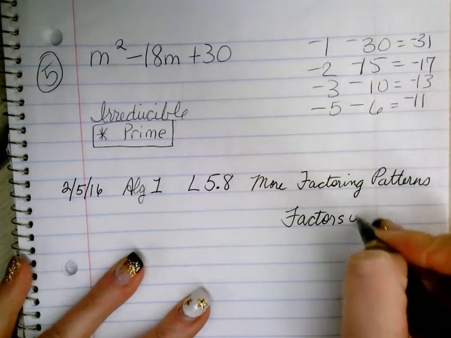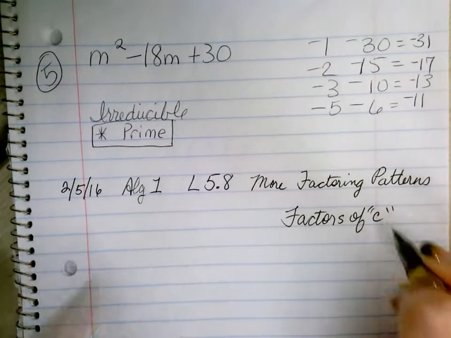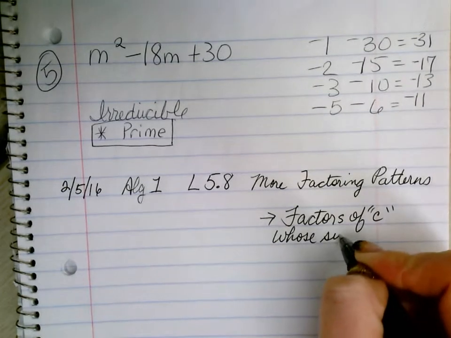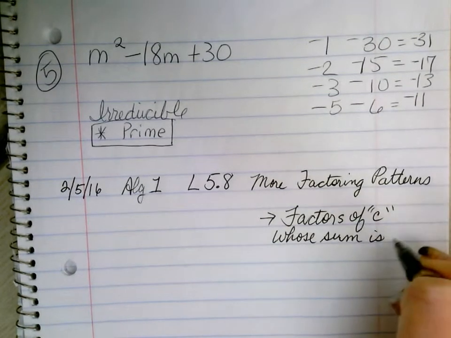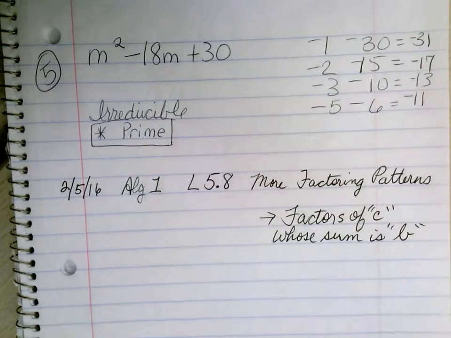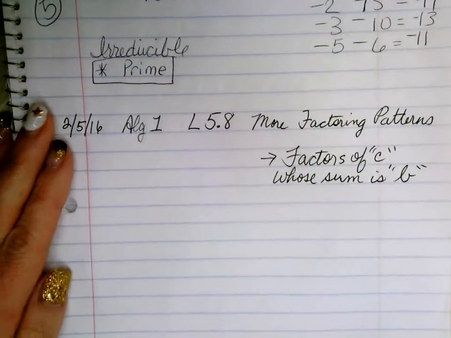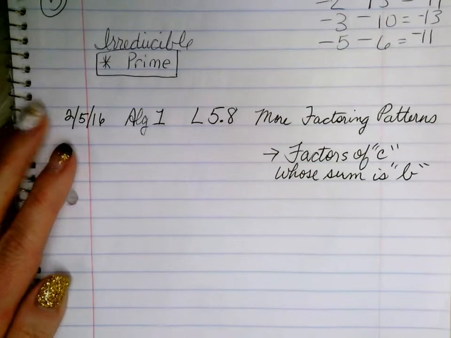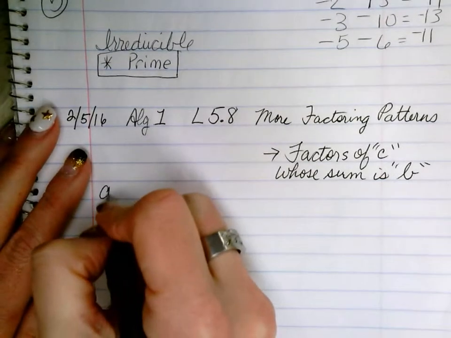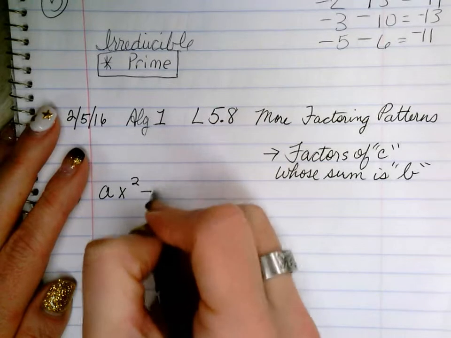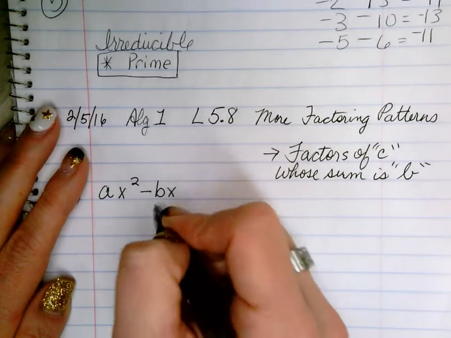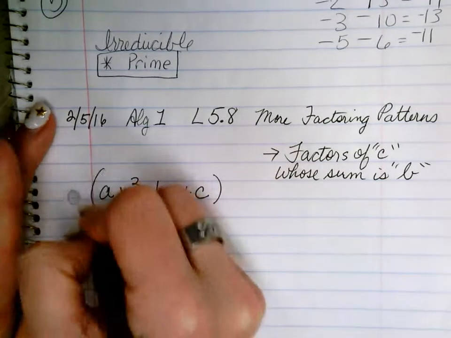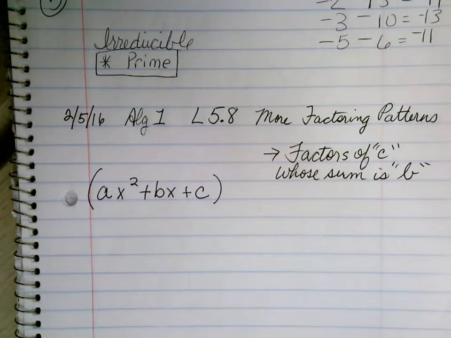Factors of C whose sum is B. I'm recognizing that the letters A, B, and C simply represent a location within the trinomial. Okay. This is the kind of simple representation of a trinomial.